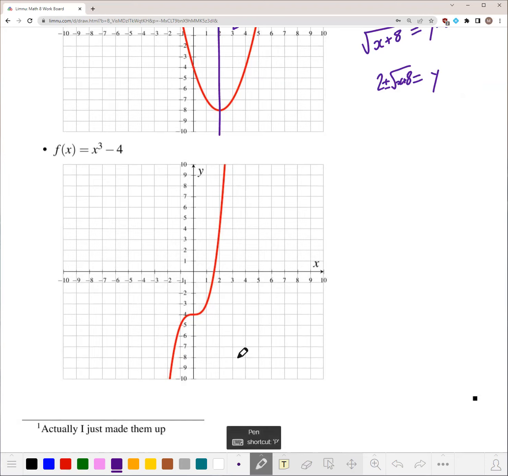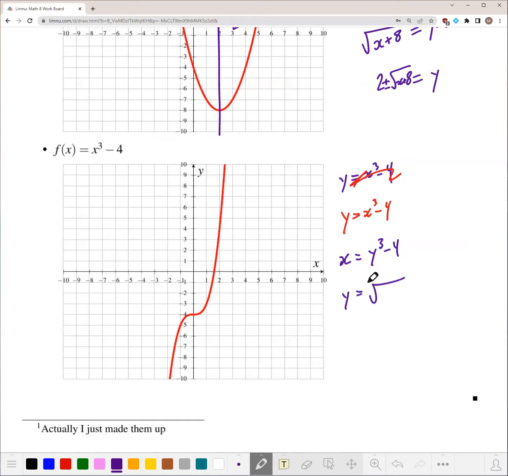So to do our inversion, I'm going to first consider the formula. If I've got y equals x³ − 4, to do the inversion, I'm going to have instead x equals y³ − 4. And if we solve for y, I'm going to add 4 to both sides and then cube root what's left. So I'll end up with y equals the cube root of (x + 4).